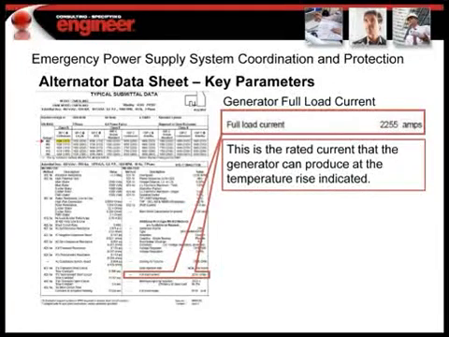The full load current of the generator is the next big item. Obviously, here we're looking at a 1,500 kW generator. So this is the rated current that the unit can produce, and it's always tied to the temperature rise that we're talking about. In this case, we're talking about an 80-degree rise with 2,255 amps for that generator.